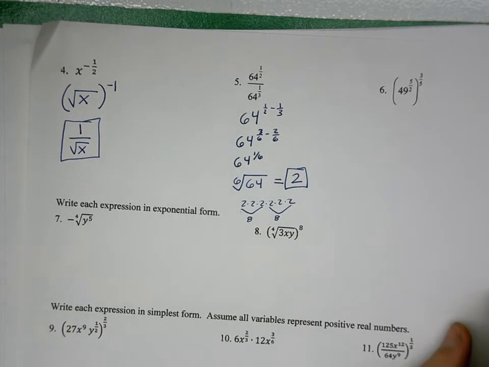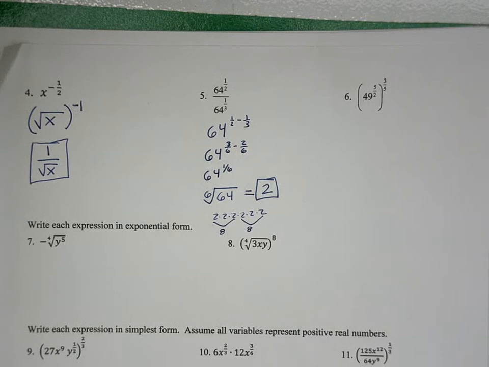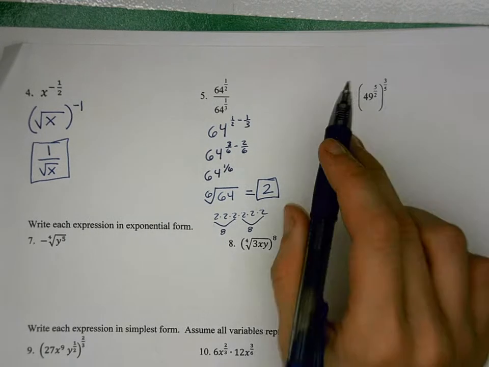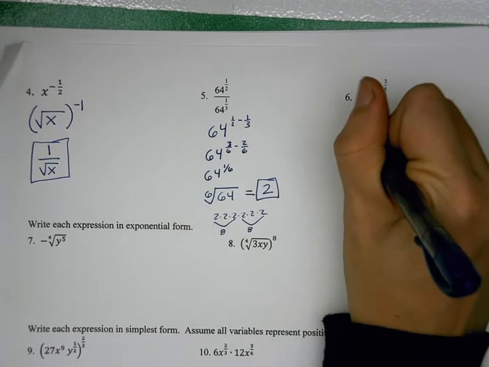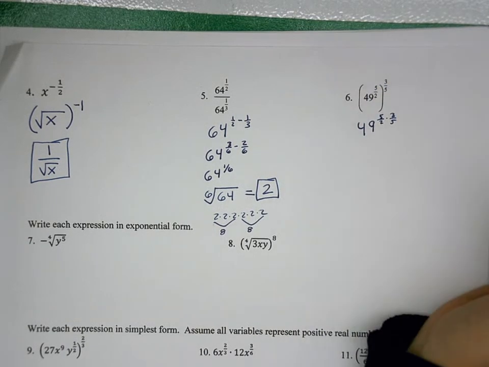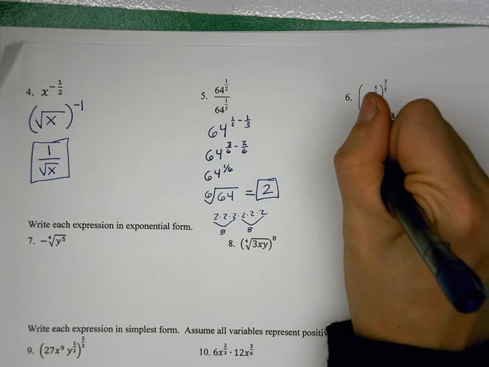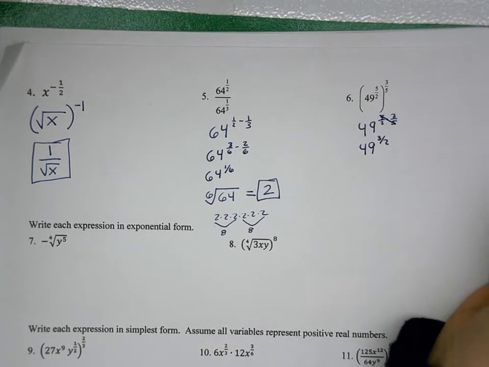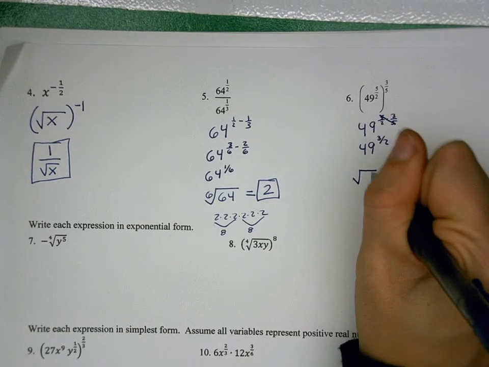Okay, last one here, number 6. We have 49 raised to the power of 5 halves, additionally raised to the power of 3 fifths. Again, you're asking yourself, what property am I using here? When I have a base raised to a power that's raised to an additional power, I multiply those exponents. This is 49 to the 5 halves times 3 fifths. The 5s would cross cancel, so it would be 49 to the 3 halves. Rewriting as a radical, the denominator shows me my index, so this is root 49, and then cubed for my extra power.